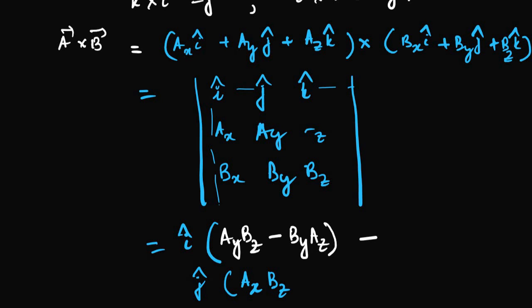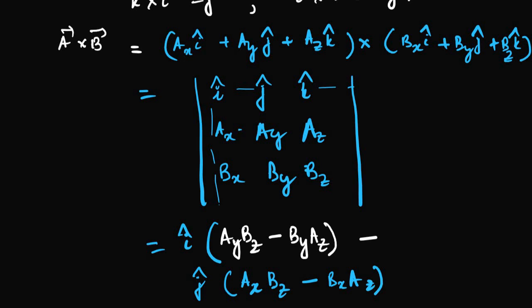because as I have already told, the order is i, then j, then k, so for j we take the minus sign. Okay, that's why I am writing this. So AX BZ minus BX AZ. That's it. This is multiplied with this, and AZ is multiplied with BX with a minus sign.